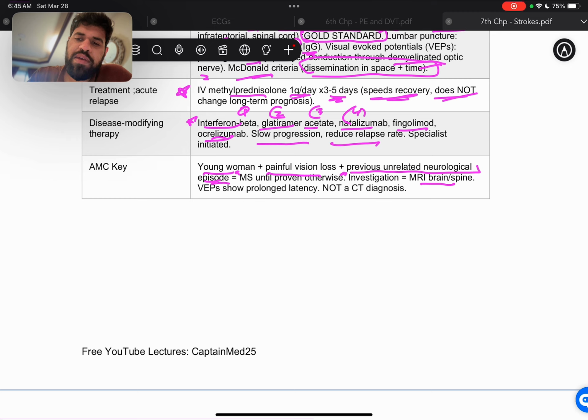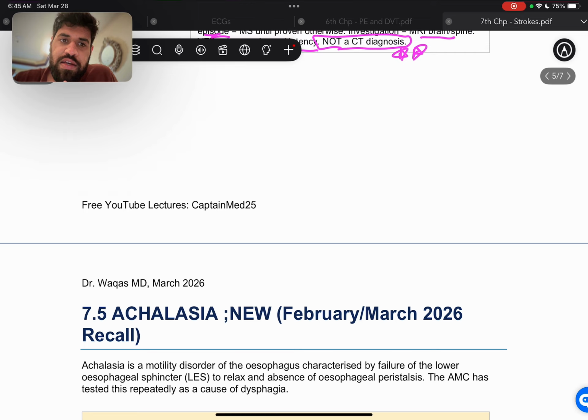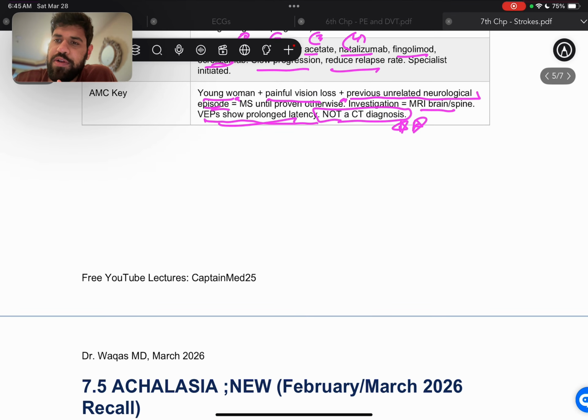So investigation is going to be MRI brain and spine. VEP shows prolonged latency, and it's not a CT diagnosis. Remember that. We tend to use CT for a lot of situations because CT is more convenient and faster, but MRI is the definitive gold standard test for this patient.